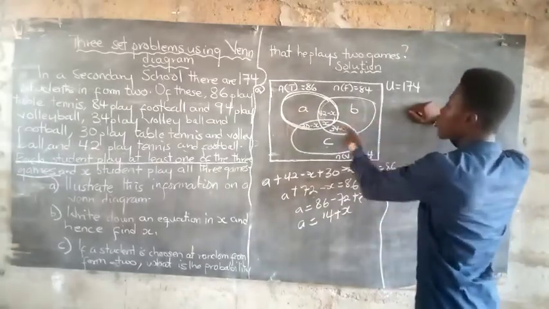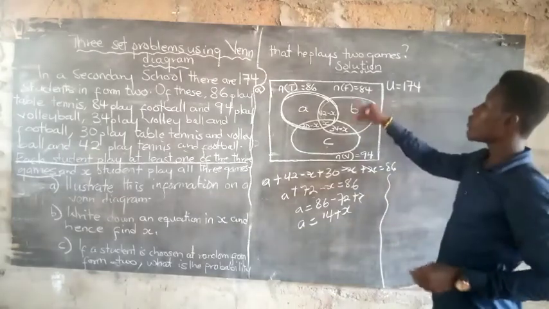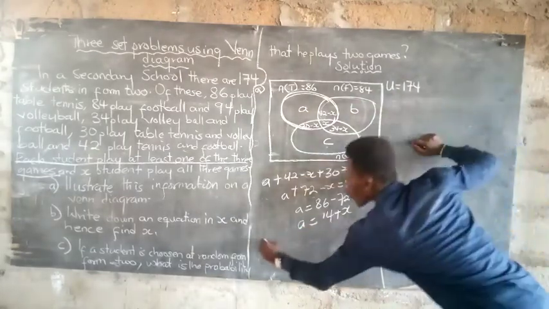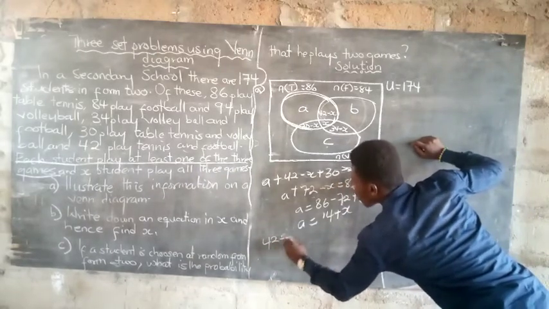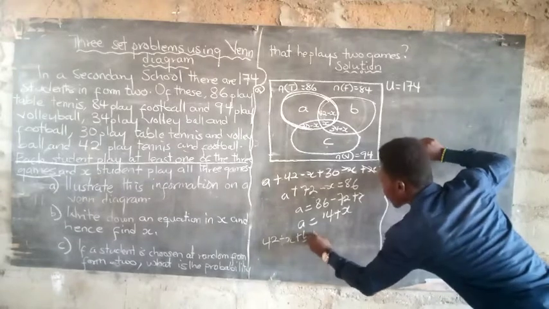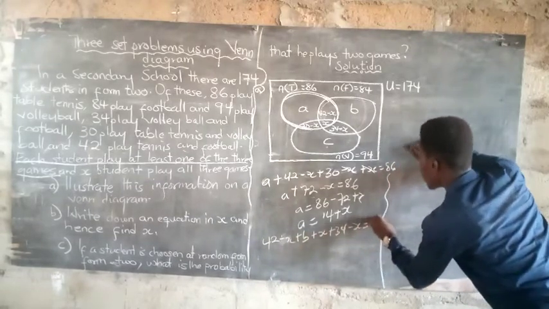Then we come to find b. So we will do the same thing. The whole of this circle is equal to 84. So what we do is that we add everything and equate it to 84. So 42 plus 42 minus x plus b plus x plus 34 minus x. The whole thing is equal to 84.